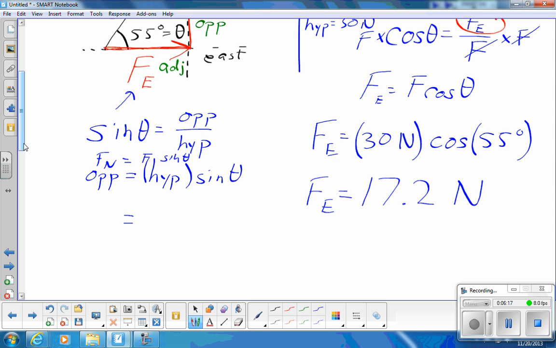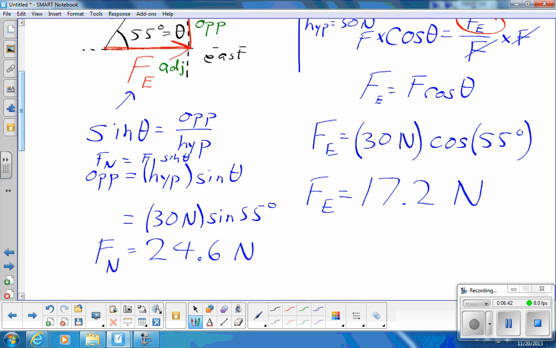And so let's plug in the values. The hypotenuse is 30 newtons times sine of 55 degrees. And I get the north component, or the opposite side, is sine of 55 degrees times 30 newtons. Punch it on the calculator, and I get 24.6. Or I could just write 25. It's 24.57, blah, blah, blah. I round that up to 24.6, or I could round up to 25 newtons. I'm done, and I'm happy. Thank you very much.